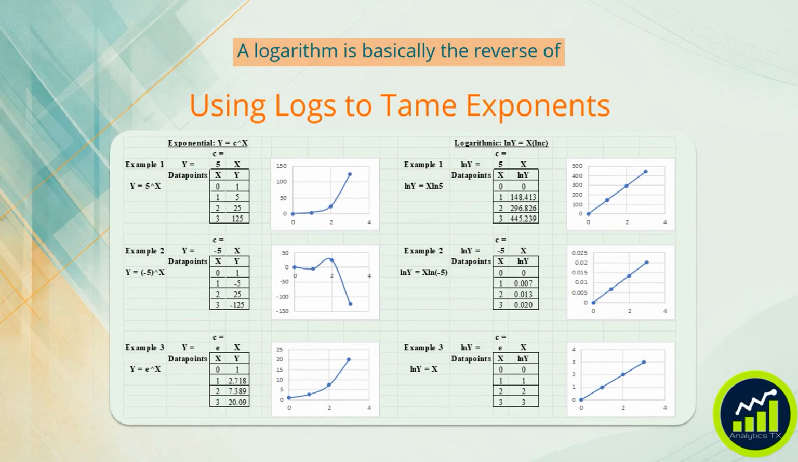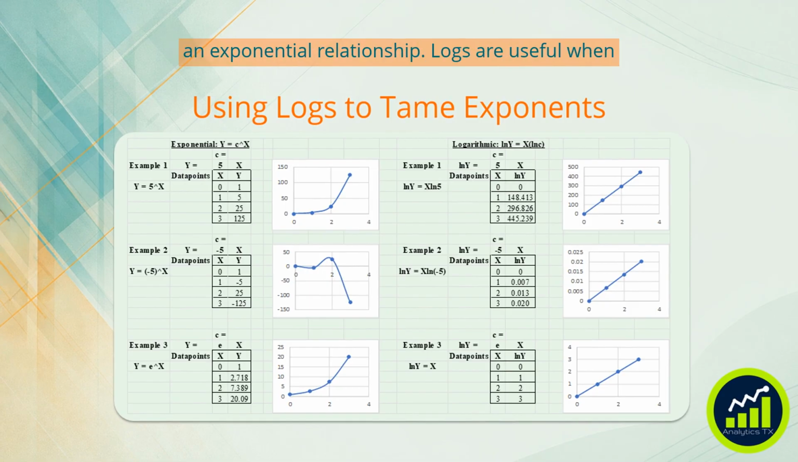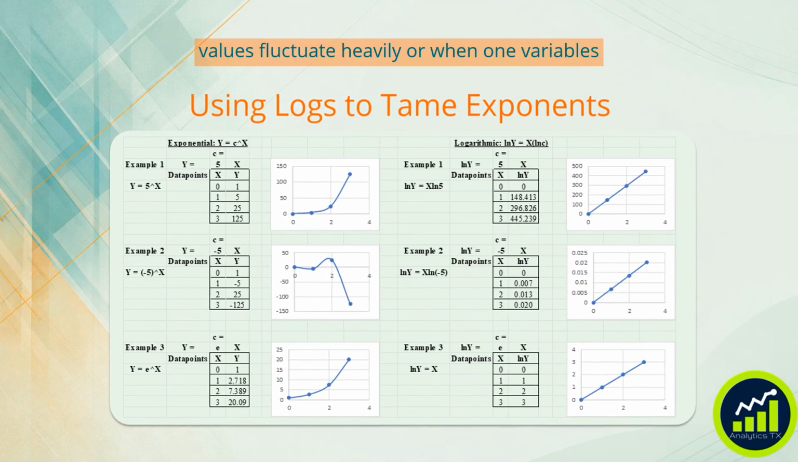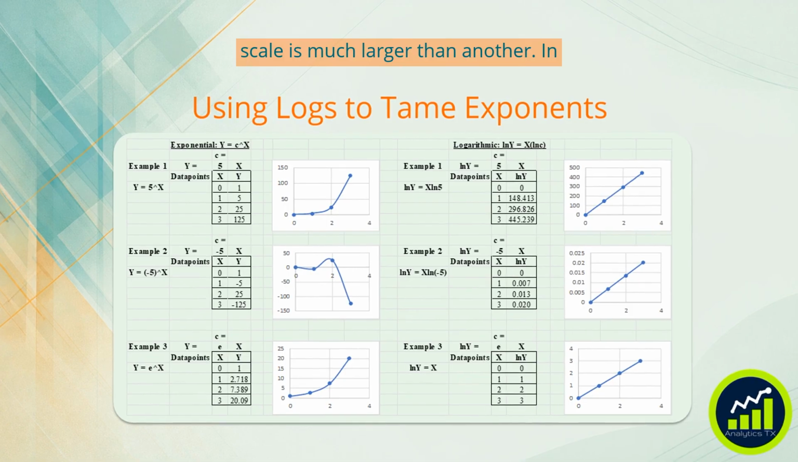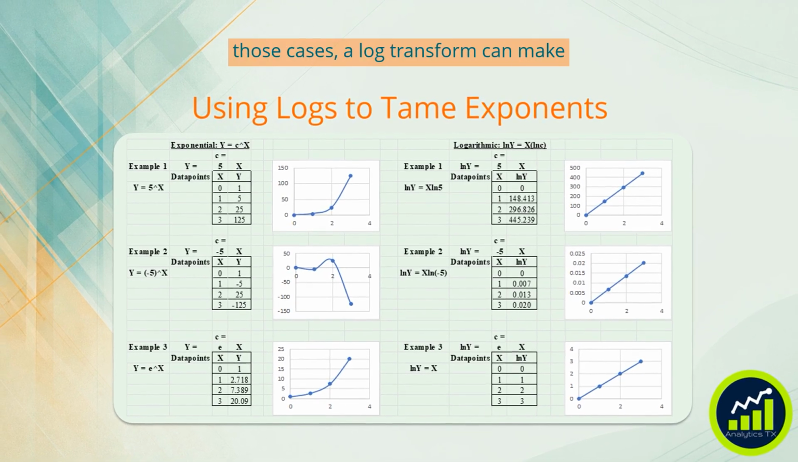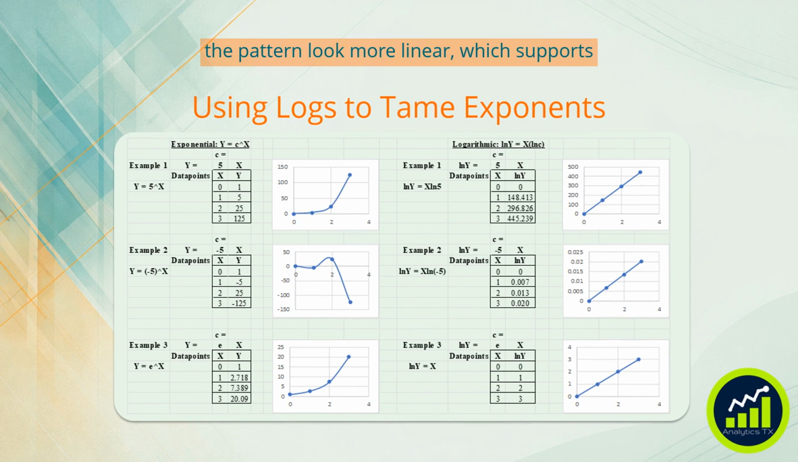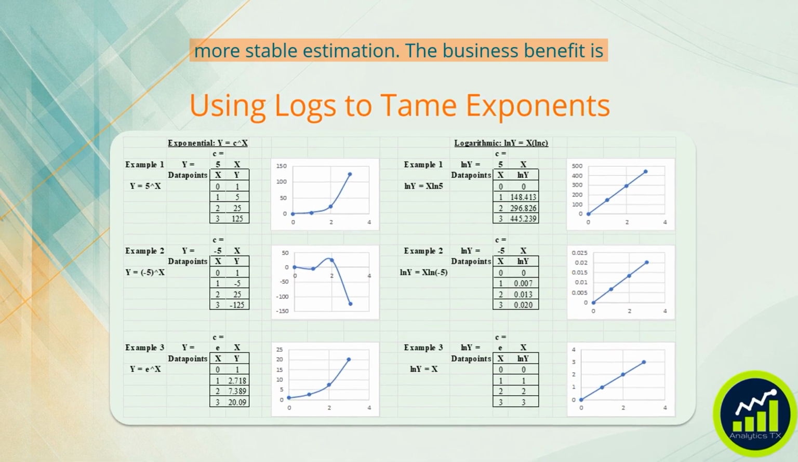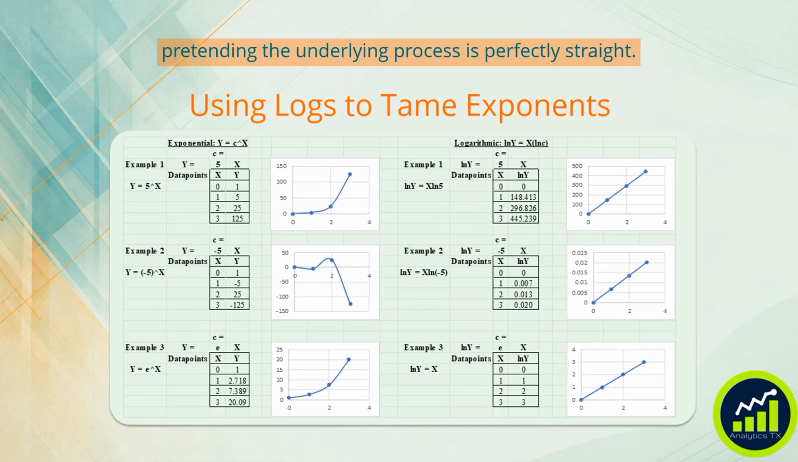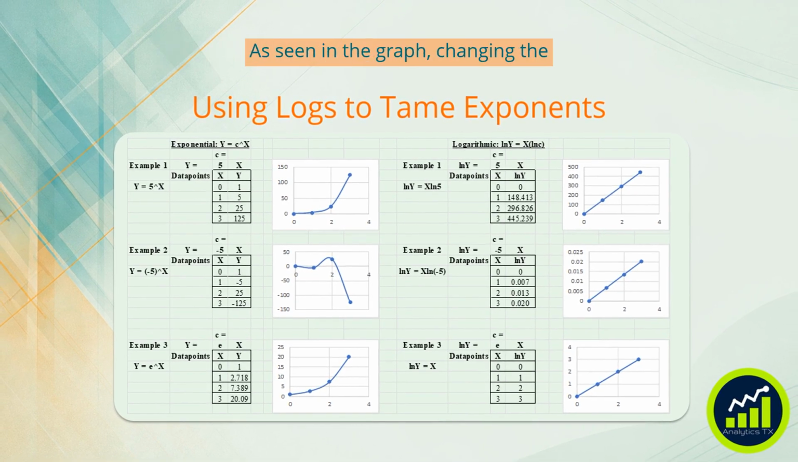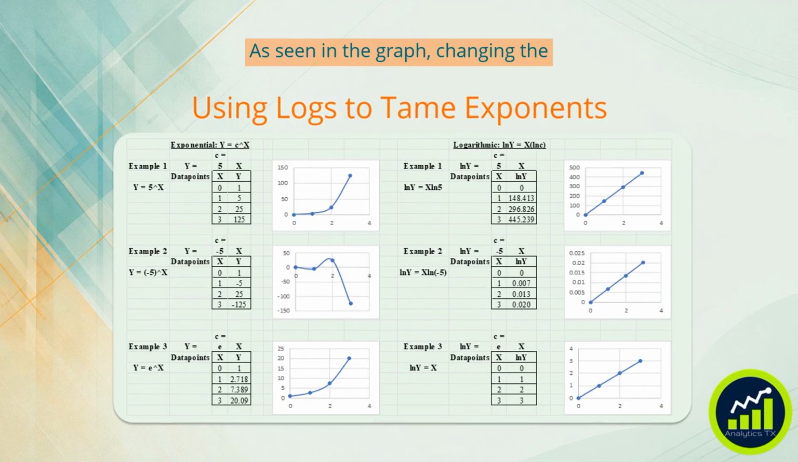A logarithm is basically the reverse of an exponential relationship. Logs are useful when values fluctuate heavily, or when one variable's scale is much larger than another. In those cases, a log transform can make the pattern look more linear, which supports more stable estimation. The business benefit is interpretability under messier, more volatile data, without pretending the underlying process is perfectly straight.